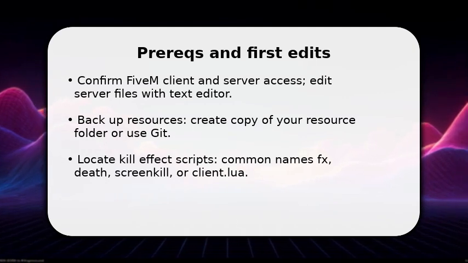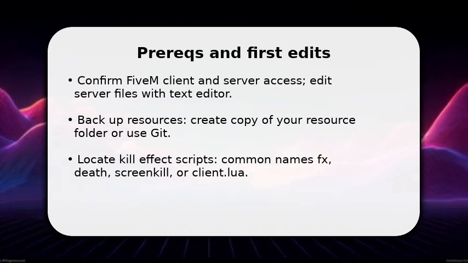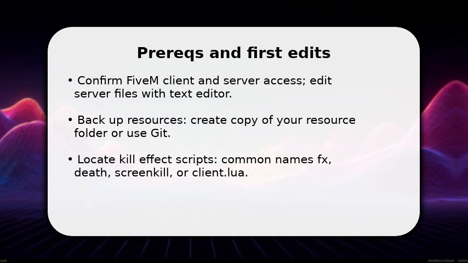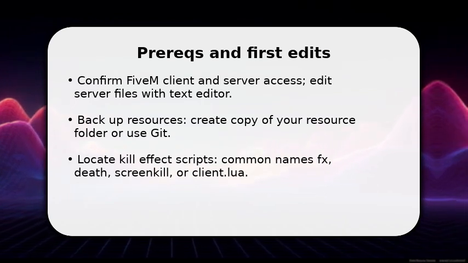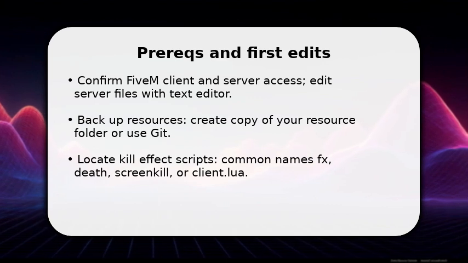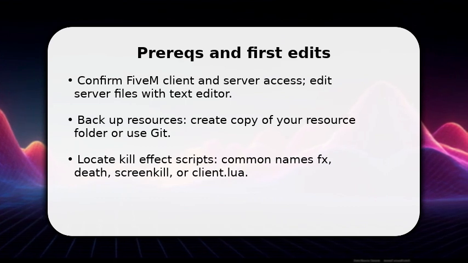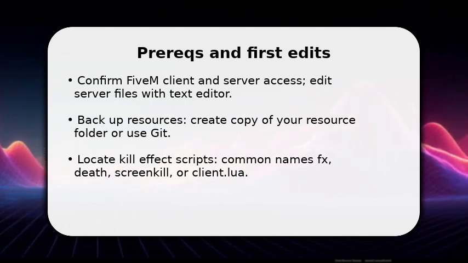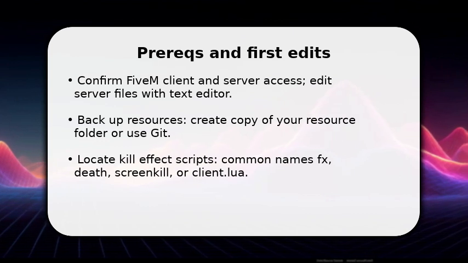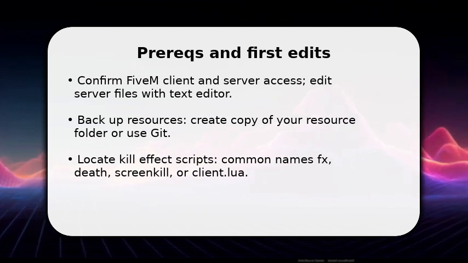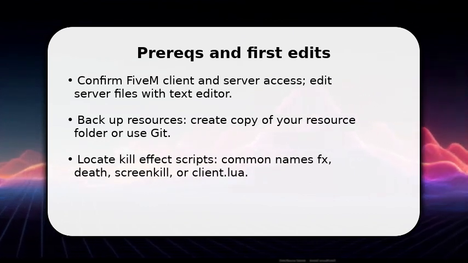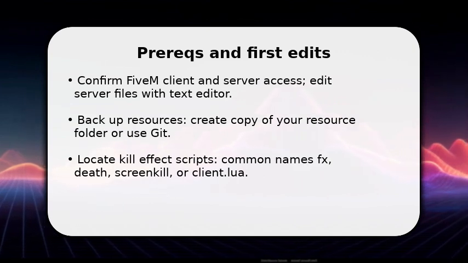Start by opening the server resource that handles player death. Once done, scan client-side scripts for keywords like screen, kill, FX, or death to find the effect call. You'll see functions that trigger a screen overlay, sound, or camera shake. Make small edits, comment out the trigger, or change a Boolean to false. Make sure to save and keep the backup so you can revert if the wrong file was changed.